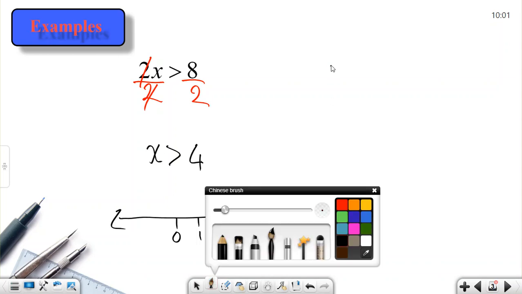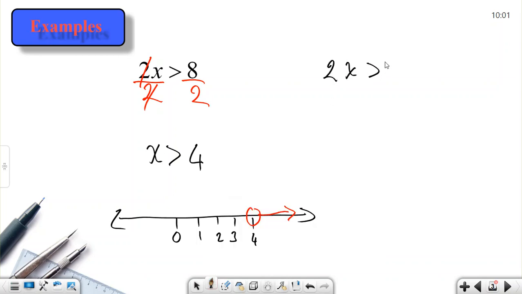Let's try. What is my inequality? 2 times x is greater than 8. Let's check a number, for example 7. It's on the right side of the 4. 2 times 7 is greater than 8. Is that true? It must be true because this is our solution. 7 is in the solution set. So 2 times 7, 14 is greater than 8. As you see, it's true.